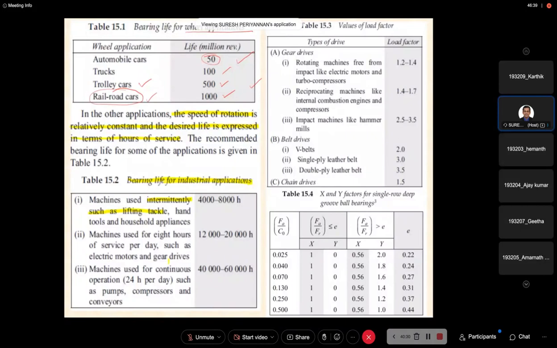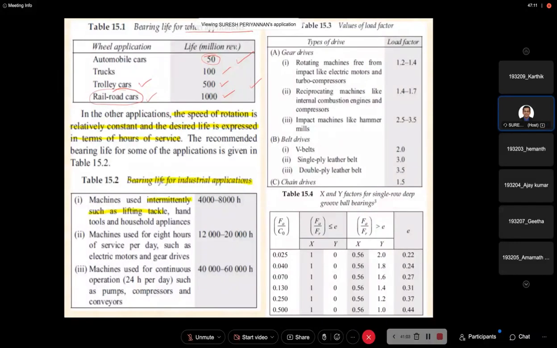And hand tools and household applications also maintain a constant speed. For example, a wet grinder. We use a wet grinder for different applications in our domestic work, for making food. In the wet grinder, the speed of the motor is constant. Suppose I'm buying a 1 HP wet grinder motor, and you also bought the same, it has the same speed.